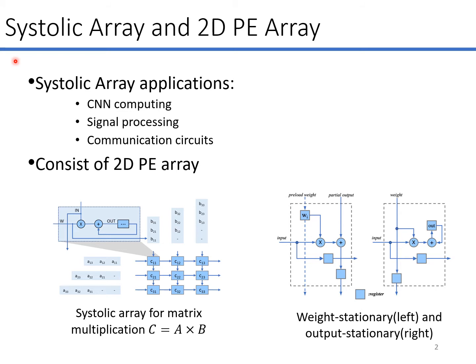Systolic array has different applications, like CNN computing, signal processing, and communication circuit design. This is the reason why it becomes popular these days. On the left-hand side figure, it shows that a systolic array generally consists of a 2D array. And on the right-hand side, it shows that different types of systolic array may have different PE structures inside.